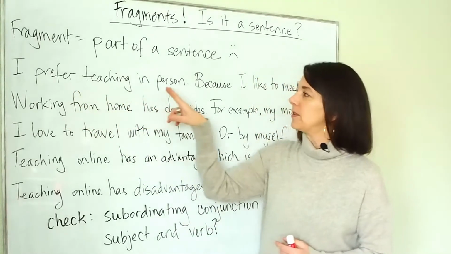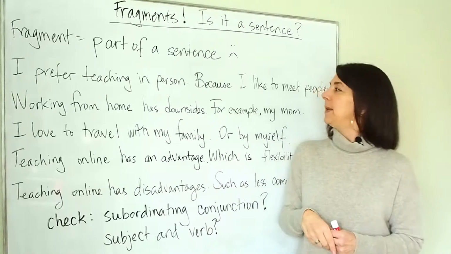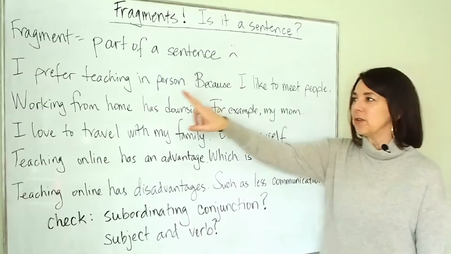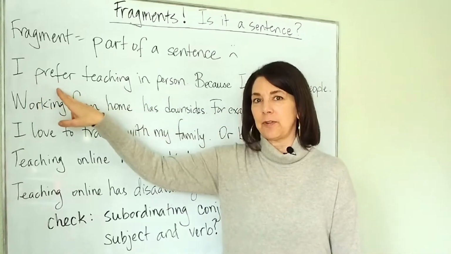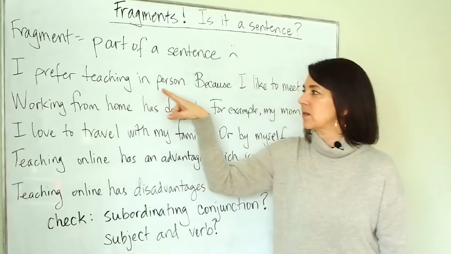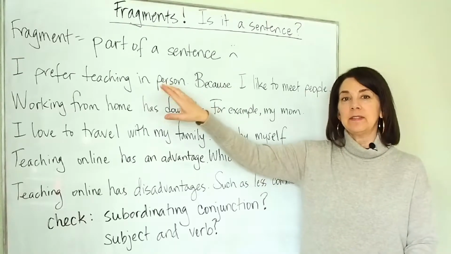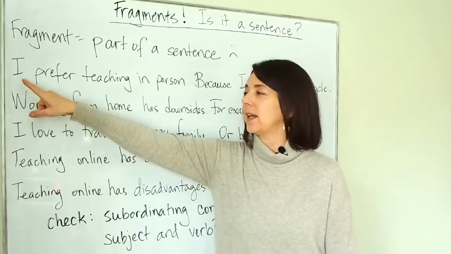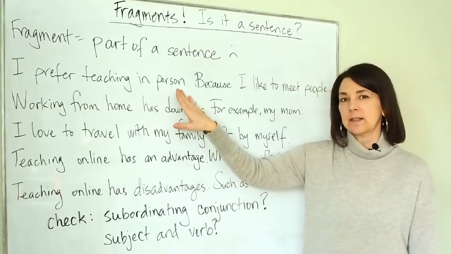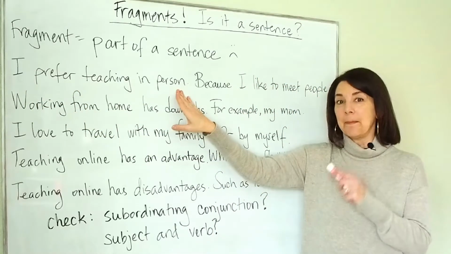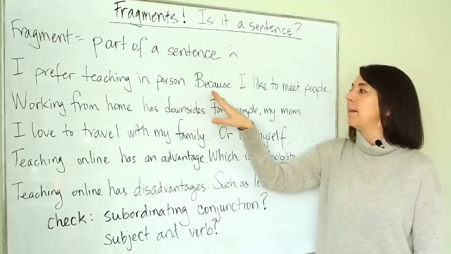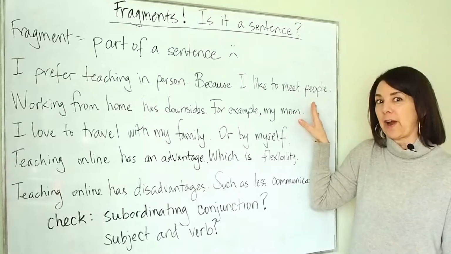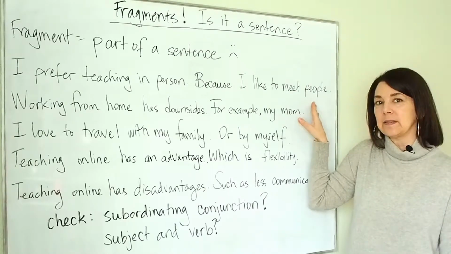First, "I prefer teaching in person because I like to meet people." So you'll notice here that we have a subject and verb, and this sentence expresses a complete thought. This sentence is correct. It's an independent clause because it has a subject and verb and it expresses a complete thought. But the second sentence, "because I like to meet people," this is a fragment. It's not a complete sentence.